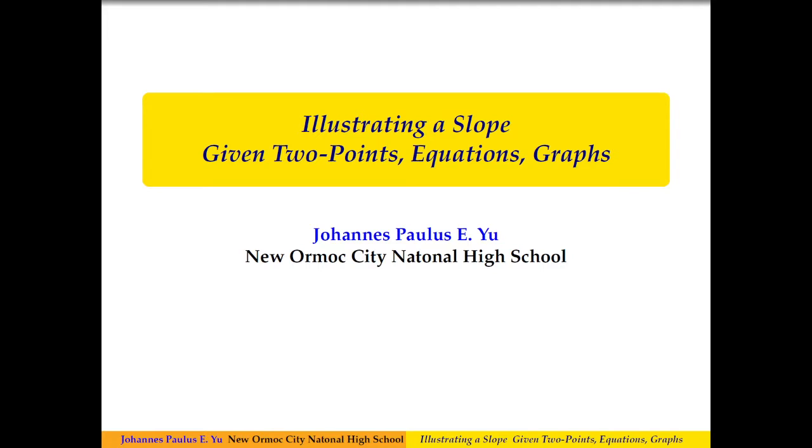Our topic is all about illustrating a slope given 2 points, equations, and graphs. By the title itself, there are three ways to illustrate a slope. First is given 2 points, the second is by equation, and the third is using graphs. The first one, given 2 points, and the graphs are actually related. Graphs can be presented when there are actually points, no?